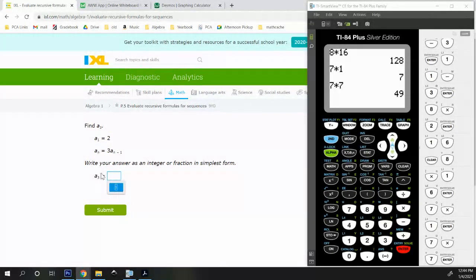Same thing. I want the third term, but I need the second one because my formula is use the one before it. So if I want the third one, I need the second one to find it. So let's find the second one.